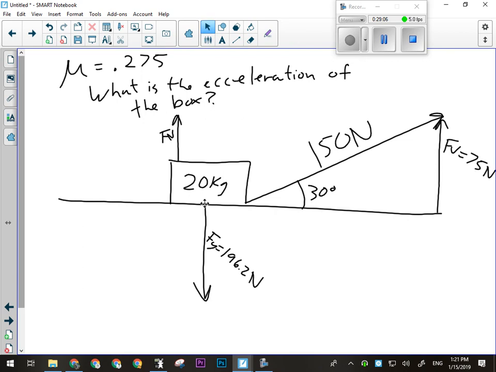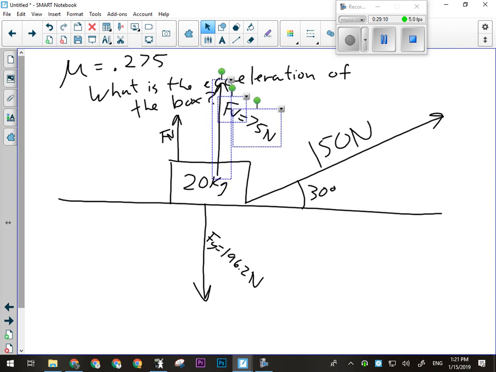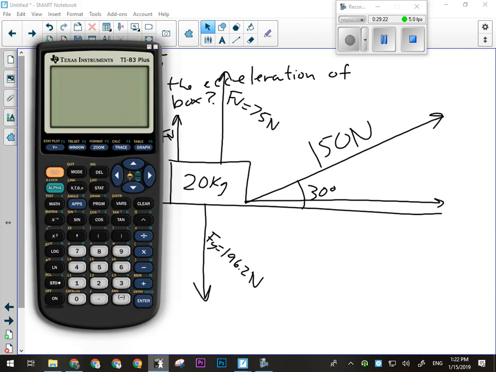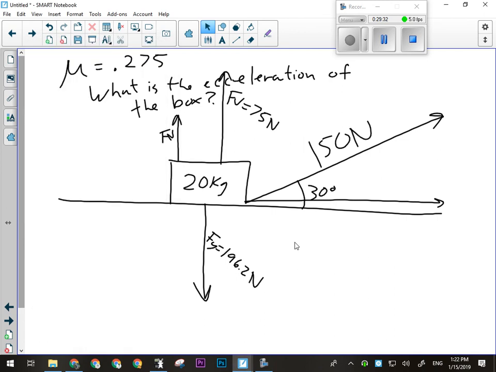Now that we know that, what I'm going to do is just move it over to here. It's a little long, but okay. And then I'm going to find the horizontal component of this 150 newton force by going cos of 30, because I'm finding the adjacent side. So cos of 30 times 150 newtons. So that side's 129.904.